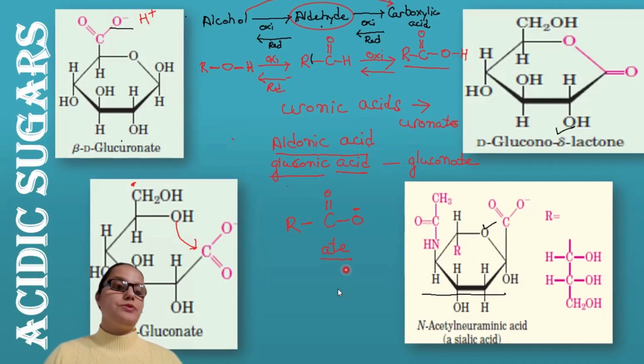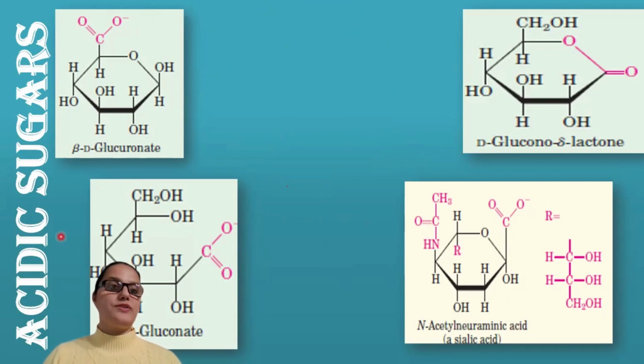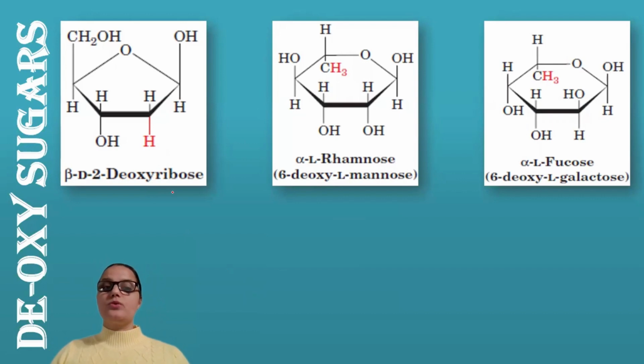Now, let's move to the last derivatives of the monosaccharides, which are called deoxy sugars. This is deoxyribose, which is derived from ribose sugar. We know that ribose is an aldopentose and its code is 234. So it means on carbon number 2 also, there needs to be a hydroxyl group on the right hand side. On carbon number 3 also there needs to be a hydroxyl group on the right hand side, and carbon number 4 also there needs to be a hydroxyl group.